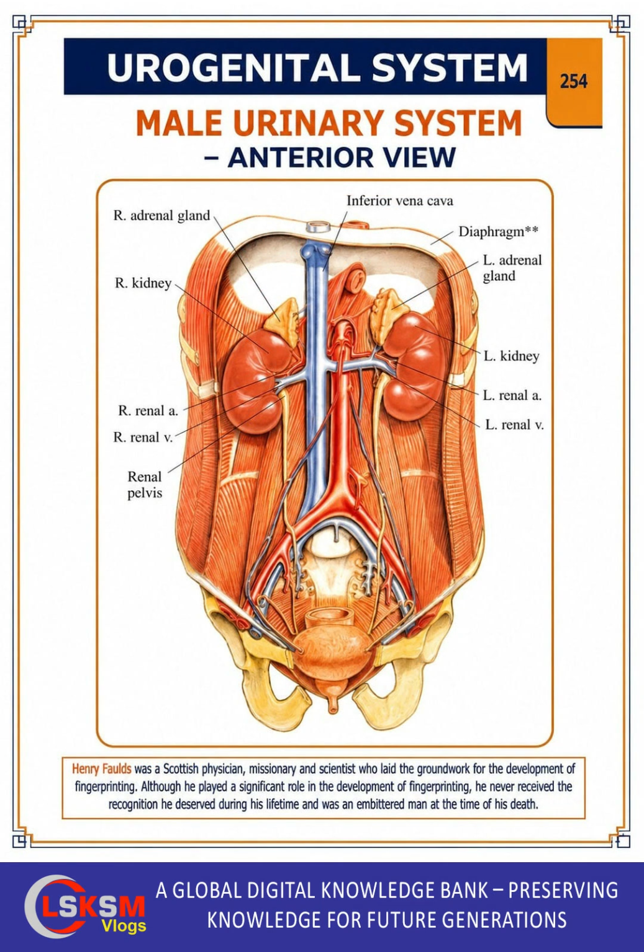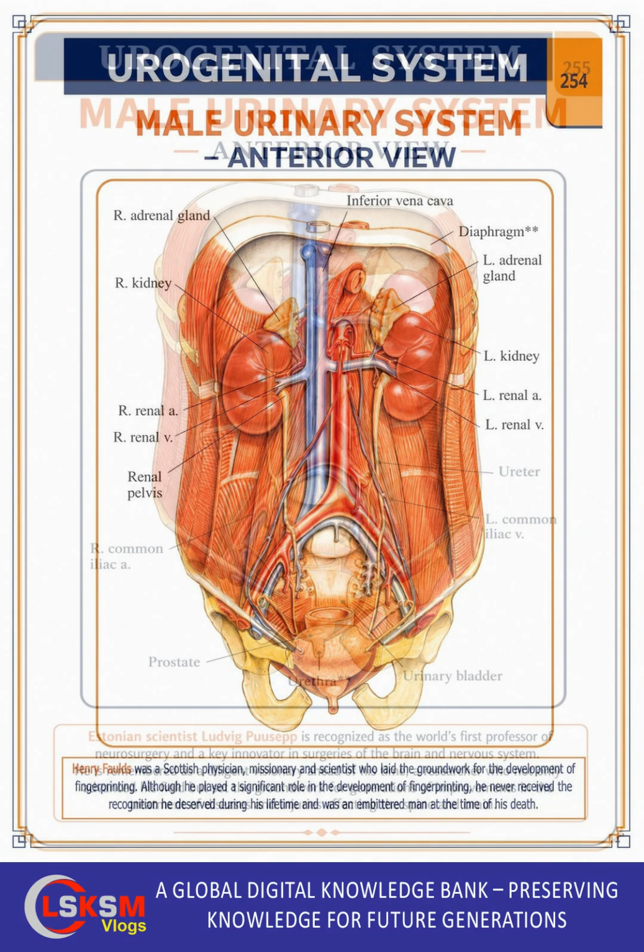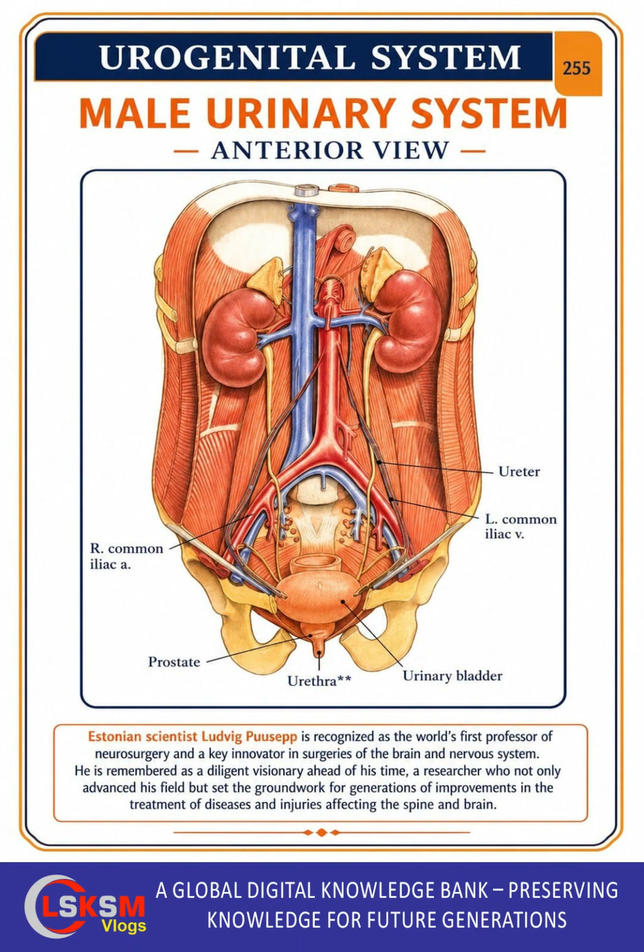Illustrates the relationship between the urinary tract and reproductive organs. It helps identify the major structures involved in male physiology. Provides a detailed front view of the male urogenital anatomy. It demonstrates the pathways of urine and reproductive fluids.